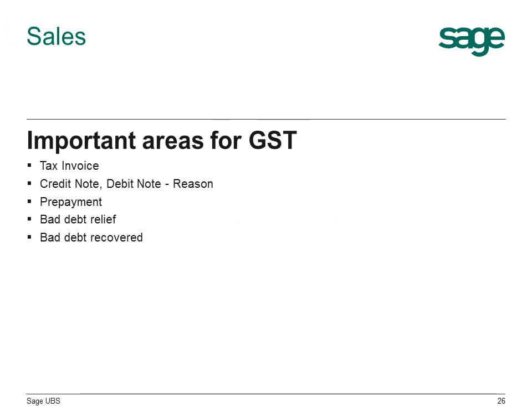Here, we shall see the important GST-related areas in sales. There are the tax invoice, credit note, and debit note with or without reason description. Prepayment is an important aspect too. We will learn about bad debt relief and also the bad debt recovered.